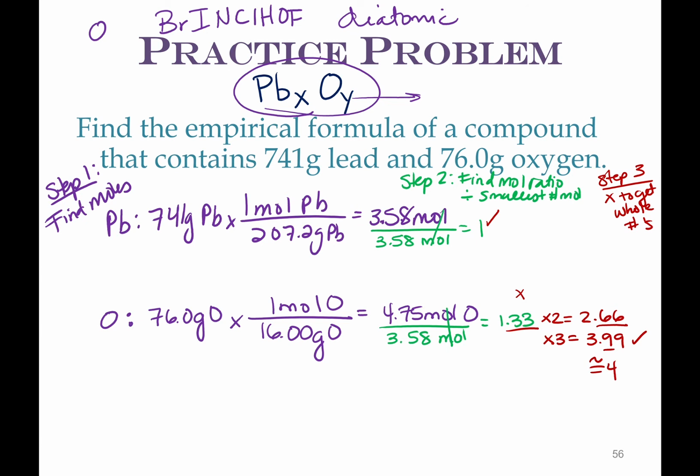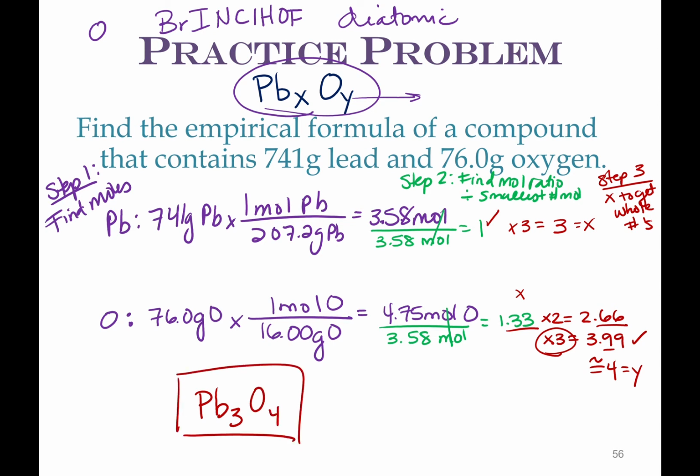Now in math and in chemistry, whatever we do to one thing, we have to do to everything else. In this case, we need to multiply this one by 3 as well, and we get 3 times 1, which is 3. So this is equal to x, and this is equal to y, and then we write it in our formula, Pb3O4. And that's it. 3 steps. These 3 steps you want to get down because there's going to be more added to it. So we're going to add a couple of pre-steps in a few minutes.